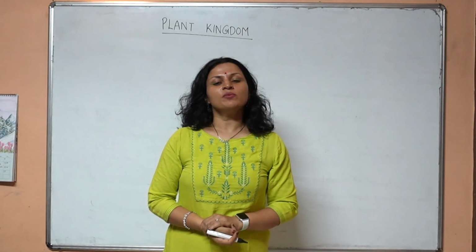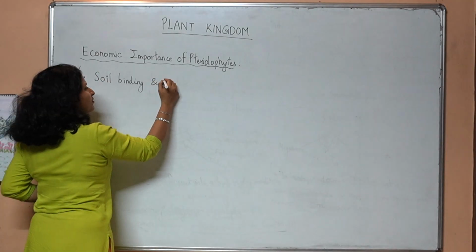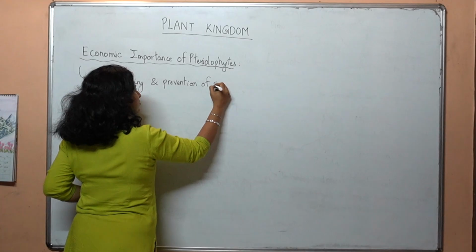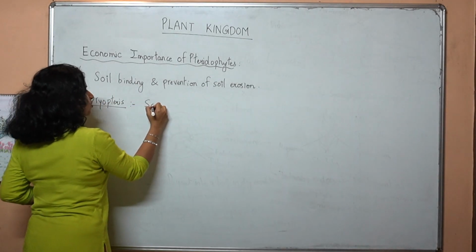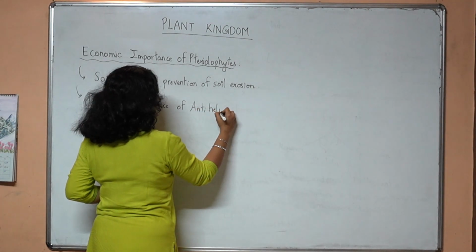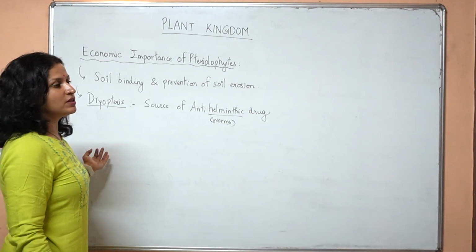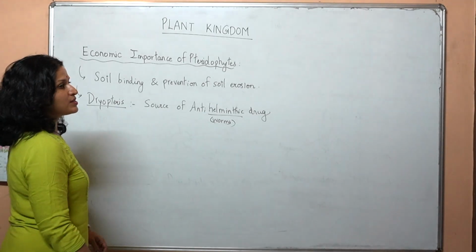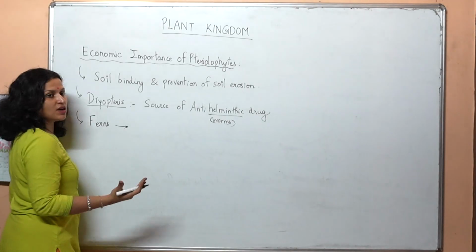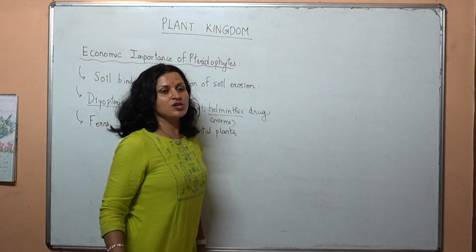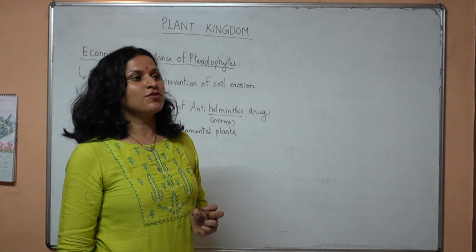Now we will do the economic importance of pteridophytes. They help in soil binding and prevention of soil erosion, especially when they grow on the hills. Dryopteris is a source of anti-helminthic drug. Helminth means what? Worms, parasites. This particular drug produced from Dryopteris is anti-helminthic. Ferns are popularly grown as ornamental plants. I told you about my mother's garden which has Dryopteris growing in all glory, used for ornamentation.